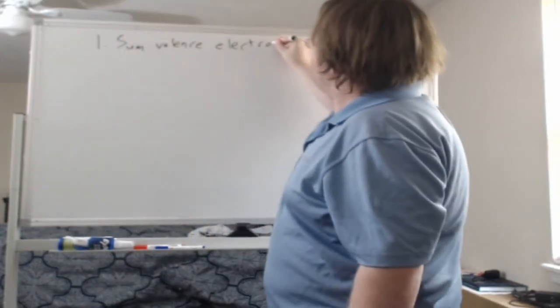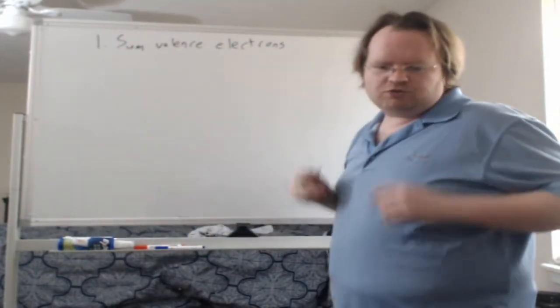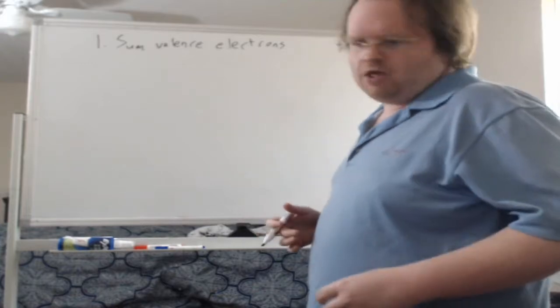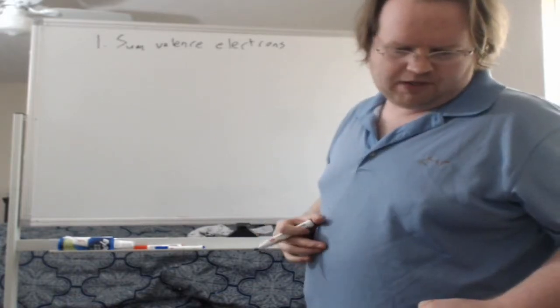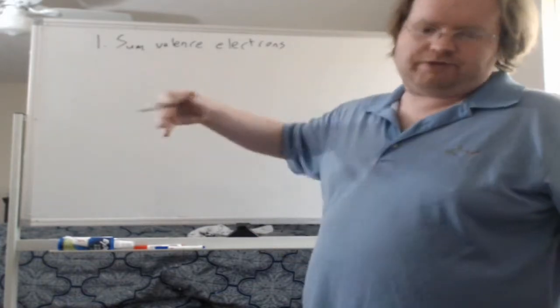So, 1. Sum valence electrons. You have to do this first. This means you add together how many you have for your molecule and use that to figure out what should be there. So we do that. We add all those up.